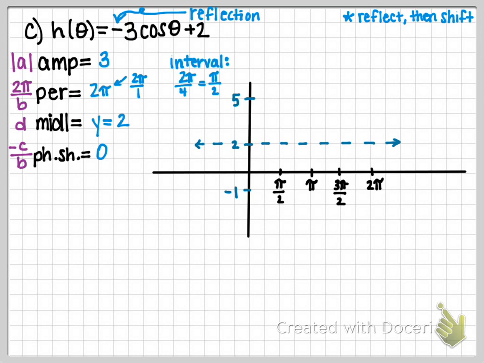Cosine always starts at a maximum, but it gets reflected over. So instead of starting at a maximum, now I'll be starting at a minimum. Then I'll be at a midline. Then I'll be at a maximum. Then I'll be at a midline. Then I'll be at a minimum. And then we'll just go ahead and sketch our curve. There we go.